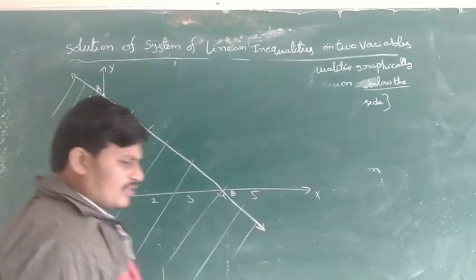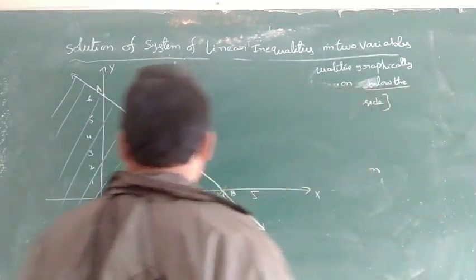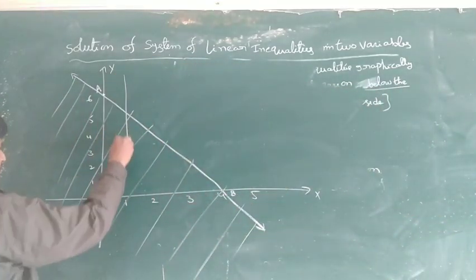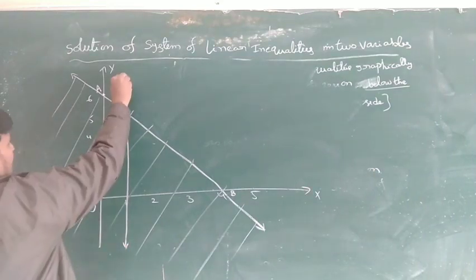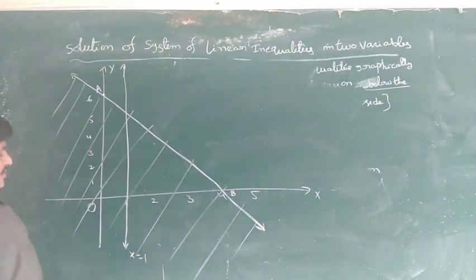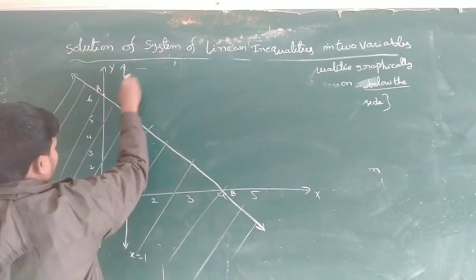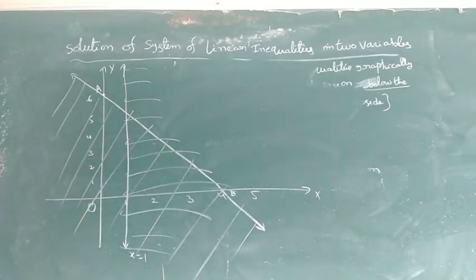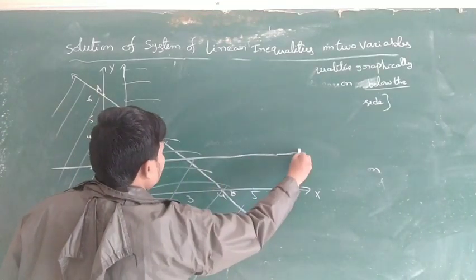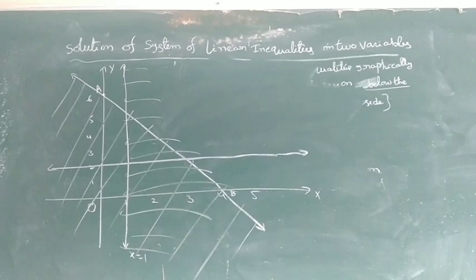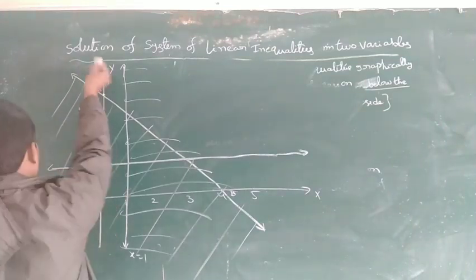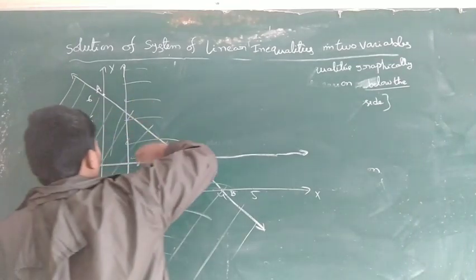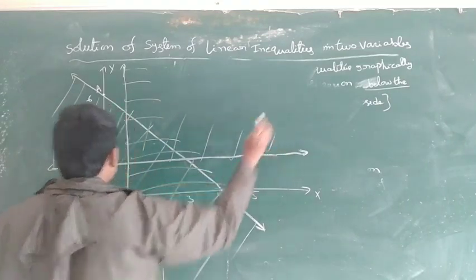Next, x is equal to 1. This is the line x is equal to 1, which is parallel to the y axis. Is this true or false? False. False means right side, or opposite the origin. Next, y is equal to 2. This is the line y is equal to 2. It is also false. False means above the line y is equal to 2.